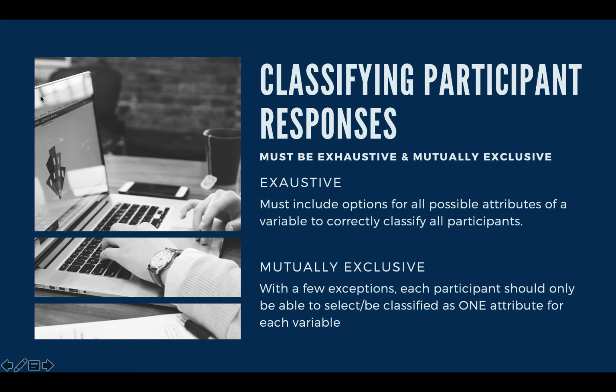On the flip side, there are a few exceptions. One of the main exceptions is a variable like race and ethnicity. Most people nowadays don't just identify as one race or ethnicity. Many people are a combination of various races and ethnicities. In that sense, a race and ethnicity variable should not be mutually exclusive, because you want to allow people the opportunity to say, I am both this and this, or I am this, this, and this. But keep in mind that most variables should be mutually exclusive, meaning people can only identify as one category, not multiple categories.